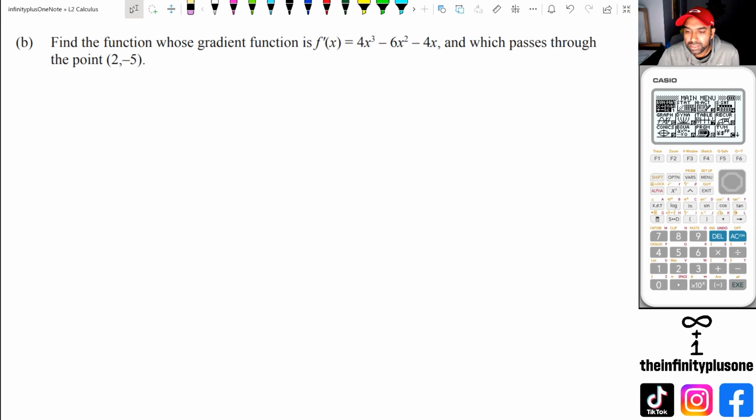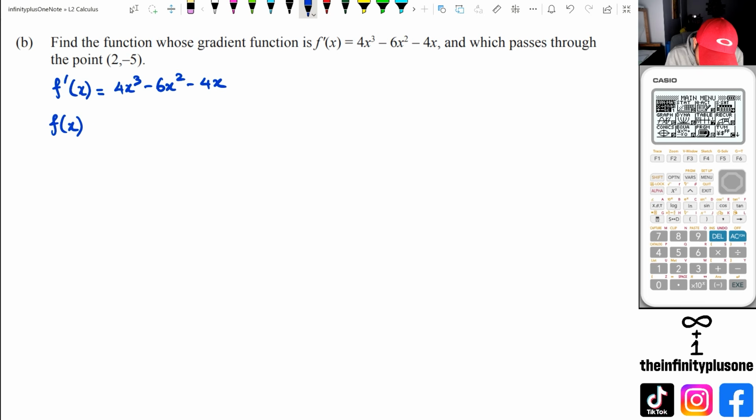All right, so the next question, what we've got is we've got to find the function from the gradient function. So they've actually given the gradient function, and we've got to find the original function, and this curve actually passes through 2, negative 5. So I'm going to write down the gradient function first, which is 4x cubed minus 6x squared minus 4x. I have to integrate this.